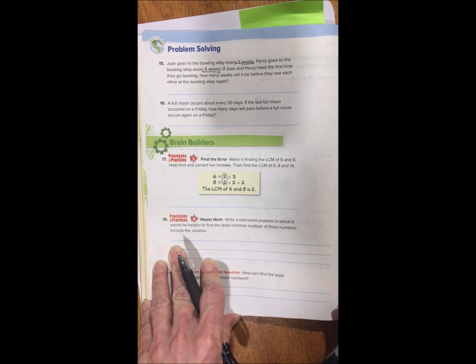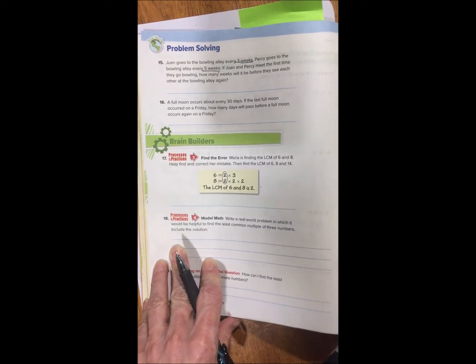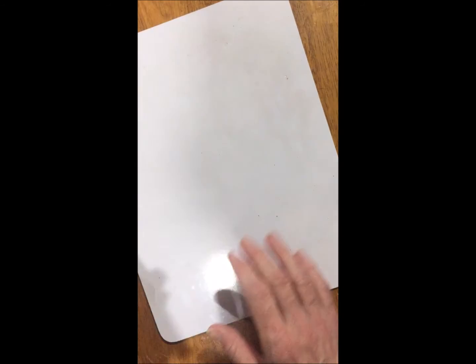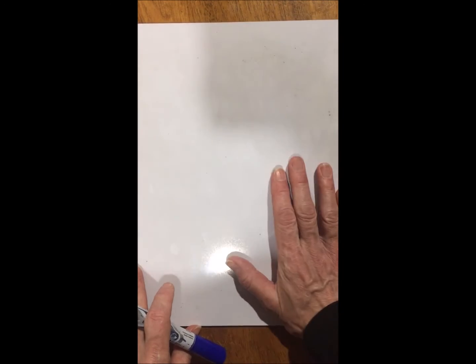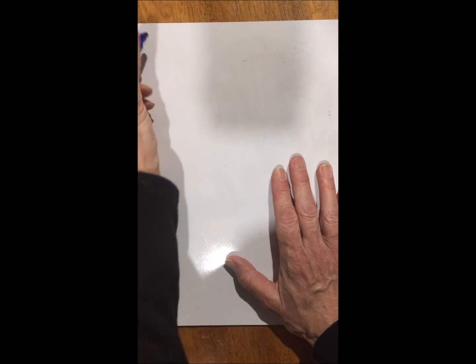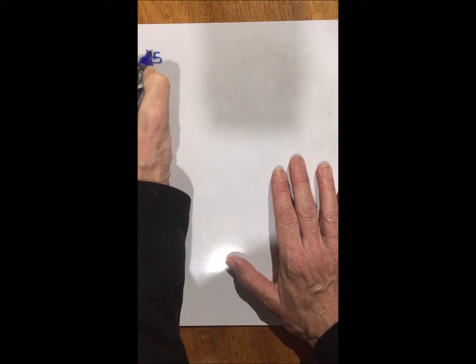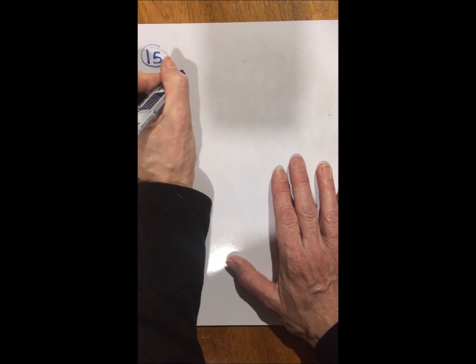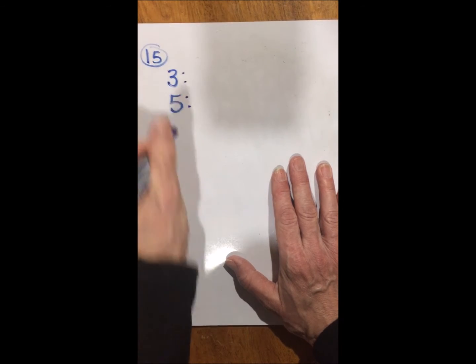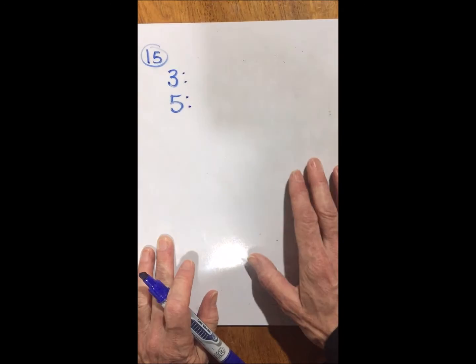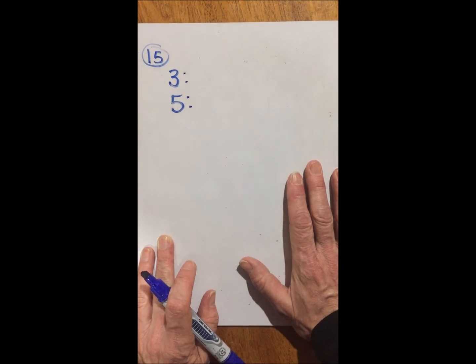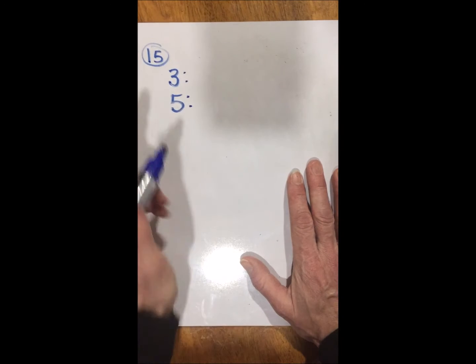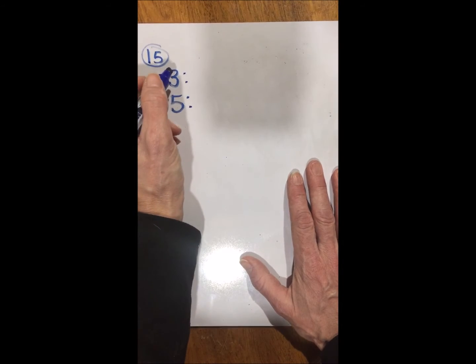So what's the lowest common multiple of 3 and 5? Those are such little numbers compared to what we just did. So number 15. You have 3 and you have 5. This will not require prime factorization because 3 and 5 are already prime. So I'm just going to list some multiples.